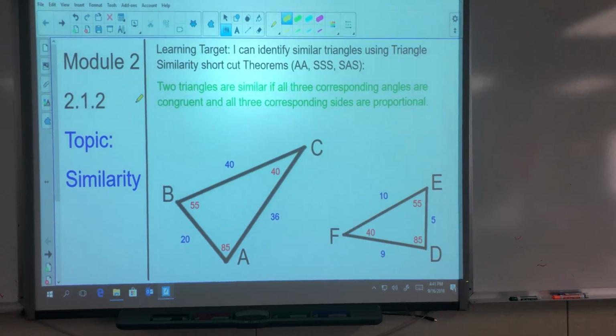This is your 2.1.2 notes for Integrated Math 2. Our learning target is I can identify similar triangles using triangle similarity shortcut theorems: angle-angle, side-side-side, and side-angle-side.